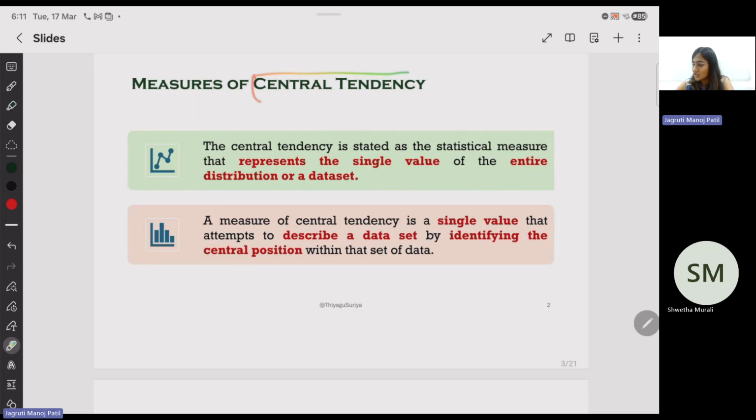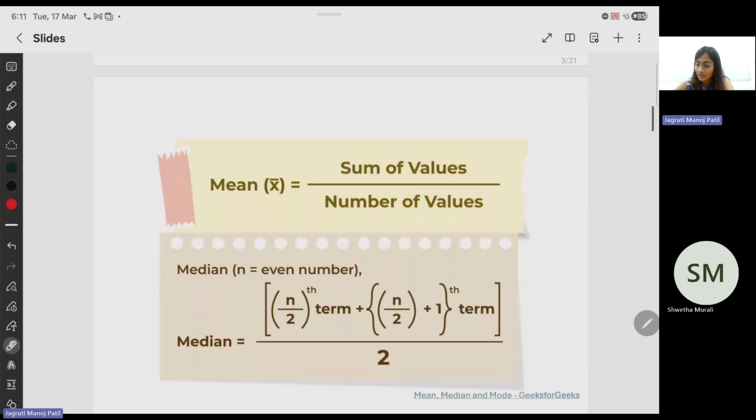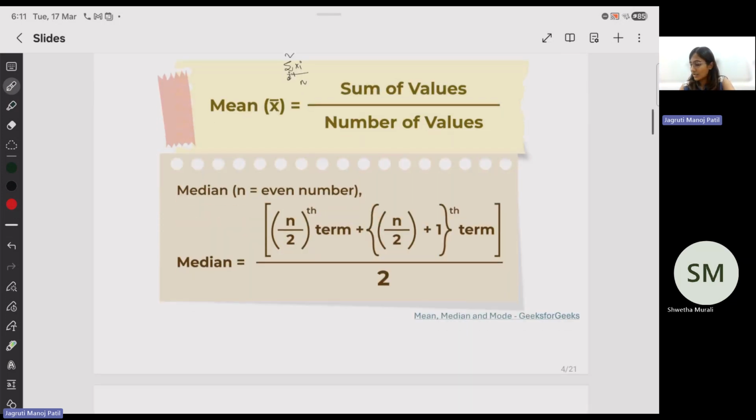Now, what are the measures of central tendency? Those are mean, median, and mode. How do you compute mean? Mean is nothing but the sum of values divided by the total number of values that you have. It can also be represented as x bar right here. So it is the sum of values, each ith index value, where i goes from 1 to n, divided by n, the total number of values that you have. So essentially, the sum of all the values divided by the total number of data points that you have.